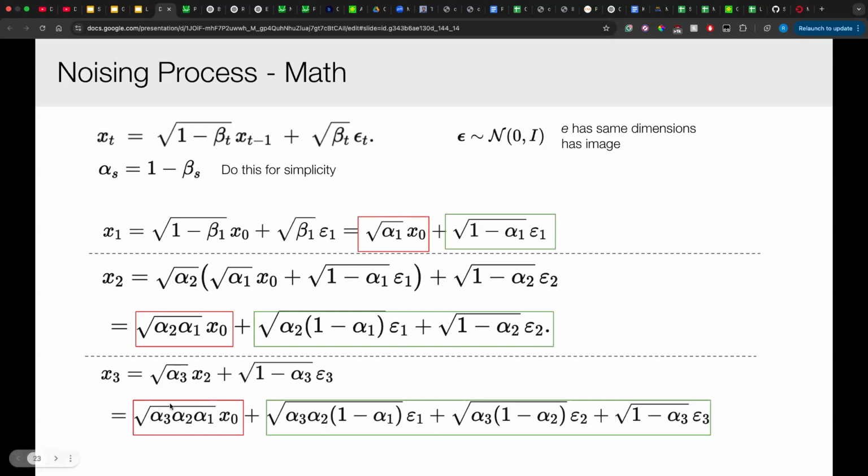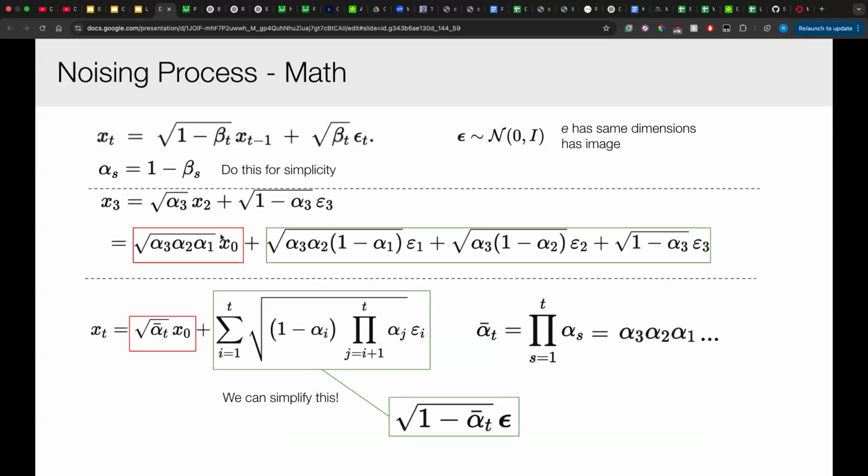And these square roots end up being the product of alpha 3 times alpha 2 times alpha 1, and so on and so forth. Notice that these are numbered: there's beta 1, beta 2, beta 3, and so on. As we continue the noising process, we increase beta over time. So beta might start off at 0.2, and the next step we increment it to 0.2001. We can simplify this recurrence relation into this formula over here.